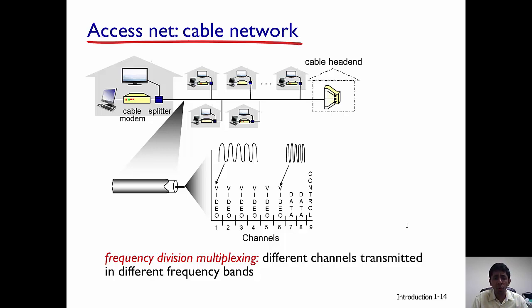For now, what you want to know is the cable wire can carry a particular set of frequencies, and those frequencies are divided, and we call them channels. Each of those channels is allocated for a different video. For example, there are 9 channels, and the first 6 channels are allocated for video. These could be different channels, for example, HBO, CNN. Channels 7 and 8 in this figure are allocated for carrying data, which is the data carried from the computer.